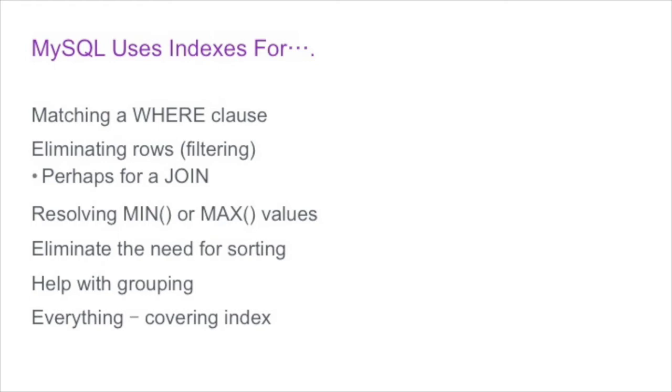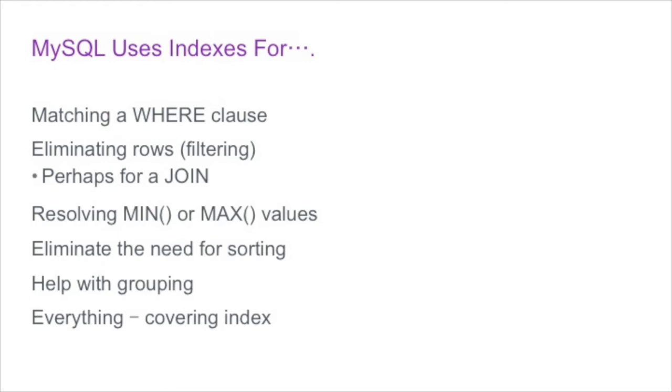And also to eliminate the need for sorting, because if you get all your rows and you're sorting by something that's in the index, it doesn't need an extra pass to sort it because it's already in the order you want it in. It also helps with grouping, and we'll talk about group by in a little bit. And then also it uses indexes for everything.